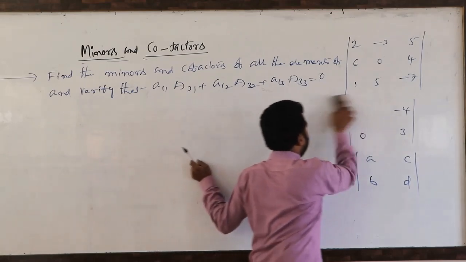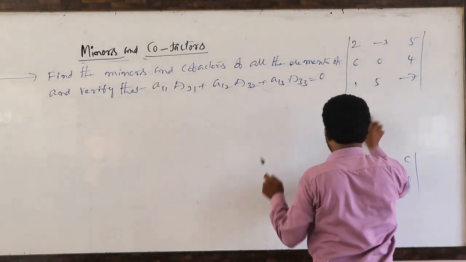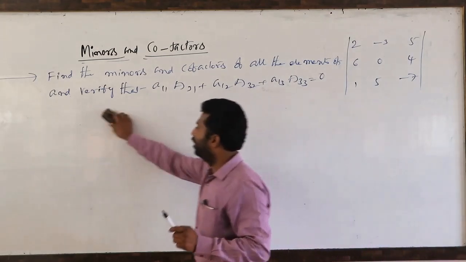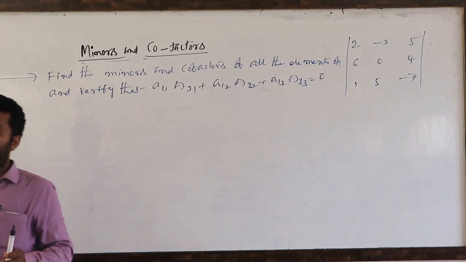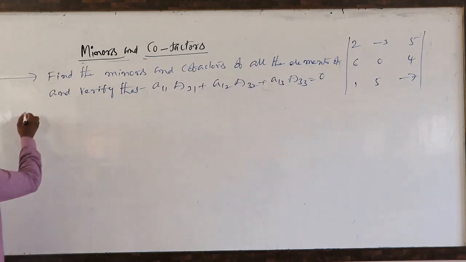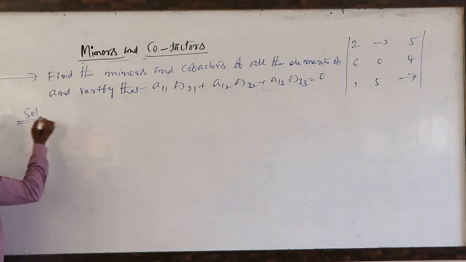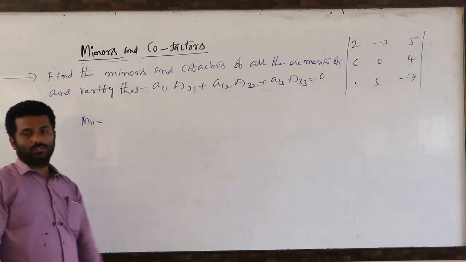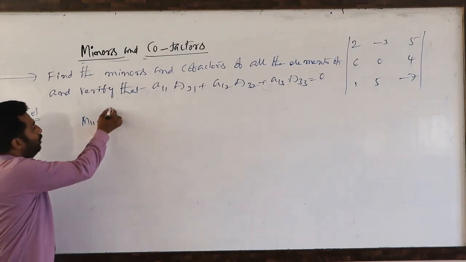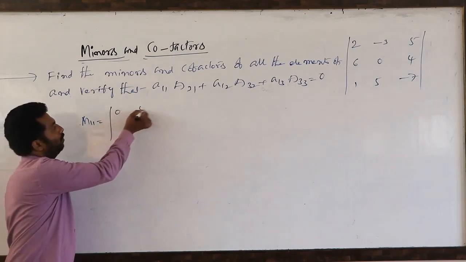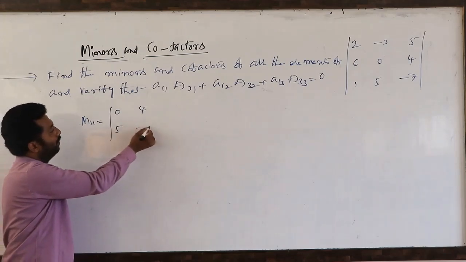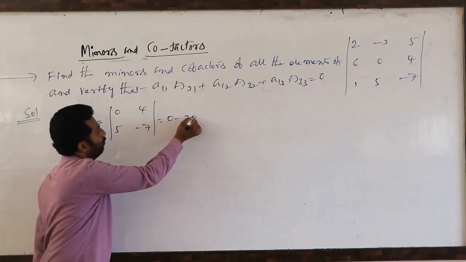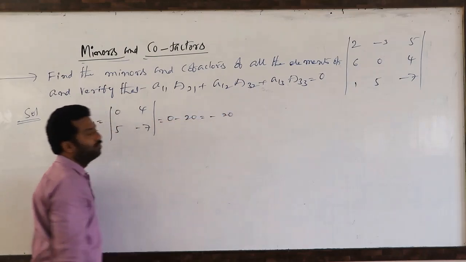See here. First we have to calculate the minors and cofactors of all the elements of the determinant. First, M11. First row, first column you close. Determinant of 0, 4, 5, minus 7. How much is it? 0 minus 20, nothing but minus 20.